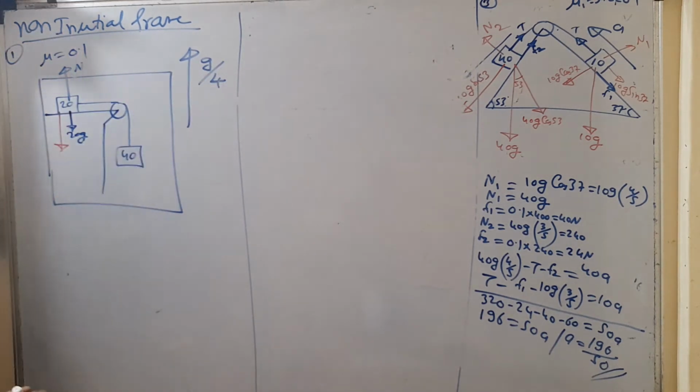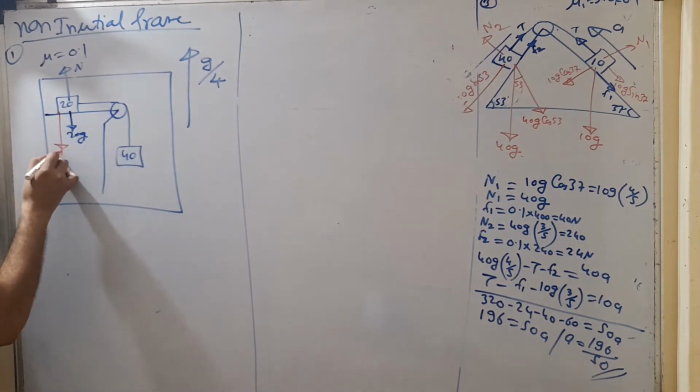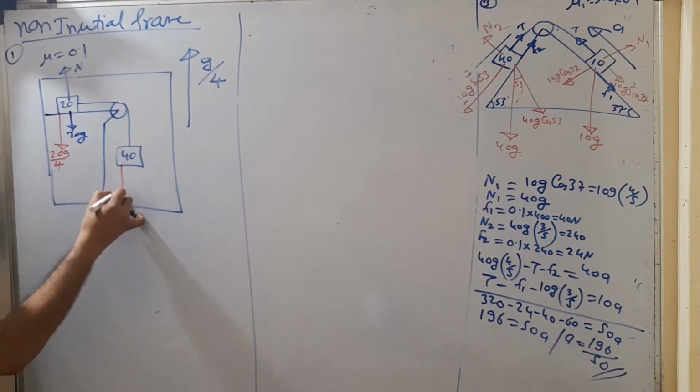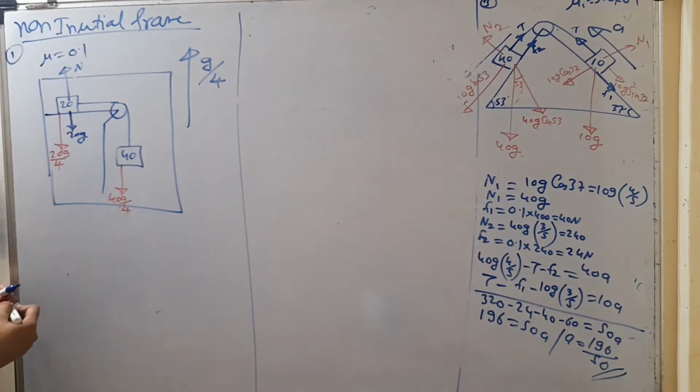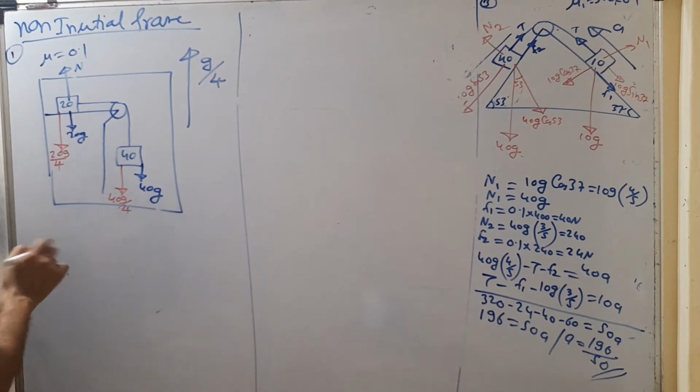Mass into acceleration of the frame. So what is the acceleration of the frame? G by 4. So what pseudo force are we going to get? 20g by 4. This is the pseudo force. On this block also, what pseudo force are we going to get? 40g by 4. These, which I marked in red line, are the two pseudo forces, and its natural weight is 40g. Clear?